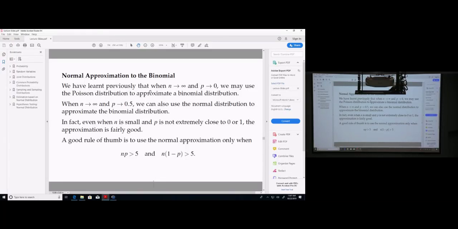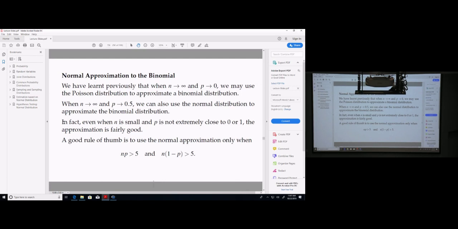So we have learned previously that when n is large and p is small, we may use the Poisson distribution to approximate a binomial distribution. But when n goes to infinity and p is moderate, then we can use the normal approximation to approximate the binomial distribution. Now, in fact, even when n is small and p is not extremely close to 0 or 1, the approximation is fairly good.